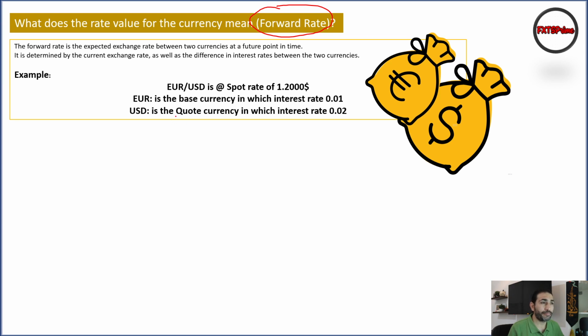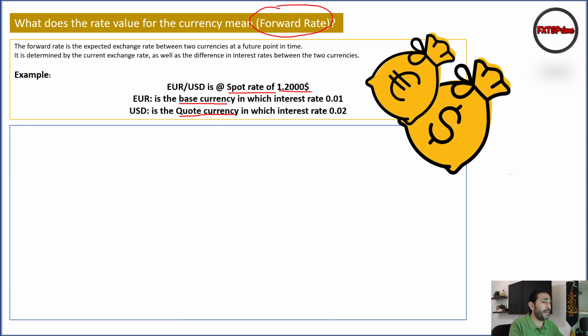However, we call the US dollar the quotation currency because it's on the right hand side, as we are paying in dollars to take €1. We call the euro the base currency, and we call this rate the spot rate.